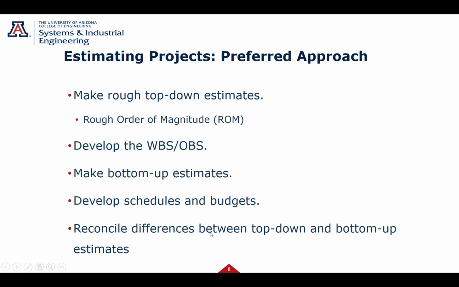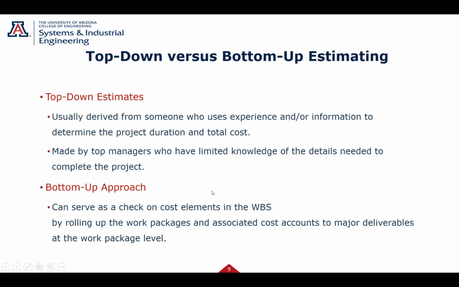Management thought it was going to be here, bottom-up thinks it's going to be here. How do we reconcile those differences? That's the preferred way. Sometimes you can do this. It does cost more money to put this together. Let's look then at these 2. Top-down is usually derived from someone with experience. That's usually the senior level. They've been through other programs. They have a good feeling for that. We'll go through some examples. Bottom-up, each person who's put those work packages together is going to take that and roll it up, and we're going to roll it up to that top level.